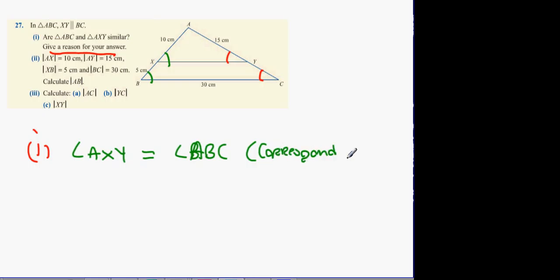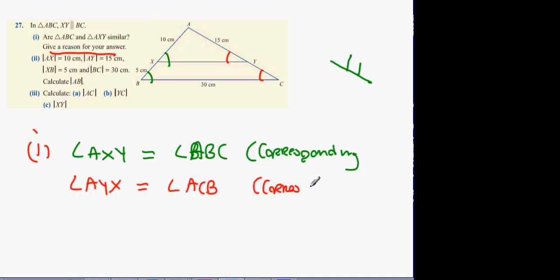Corresponding. Basically you can see the F shape, it's like an F with an extension further on. That's how you know it's corresponding. It can be upside down, any rotation of this and they're still corresponding. Next is the angle I marked in red: angle AYX equals angle ACB, and this once again is corresponding.